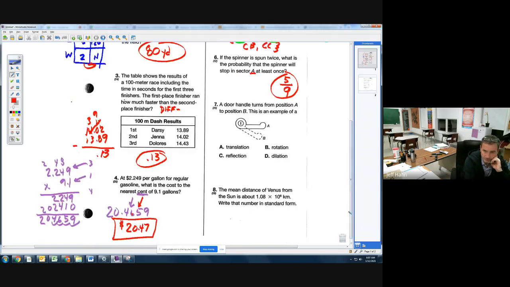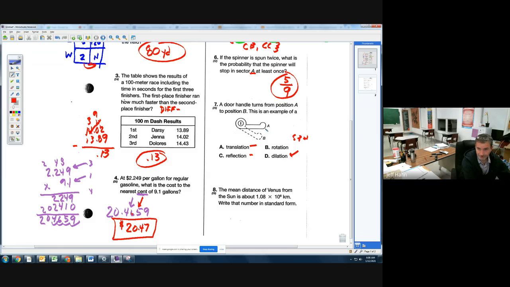Number 7, a door handle turns from position A to position B. This is an example of, well, if you go to your notes under transformations, I'm sorry. A translation means it just moves without changing orientation from one place to another. A reflection means that it flips on itself. A rotation is a spin, and a dilation means it gets bigger.